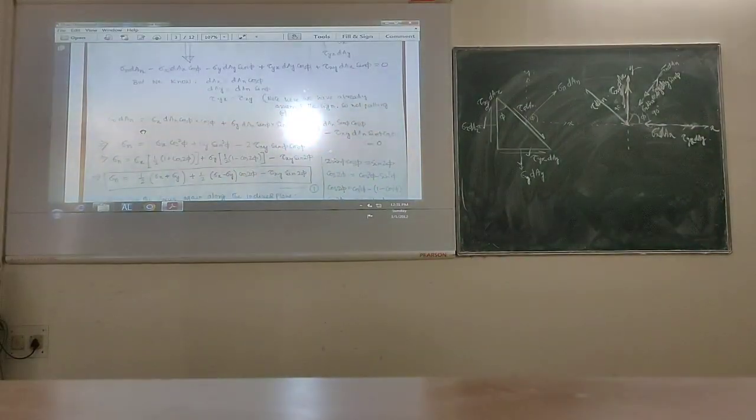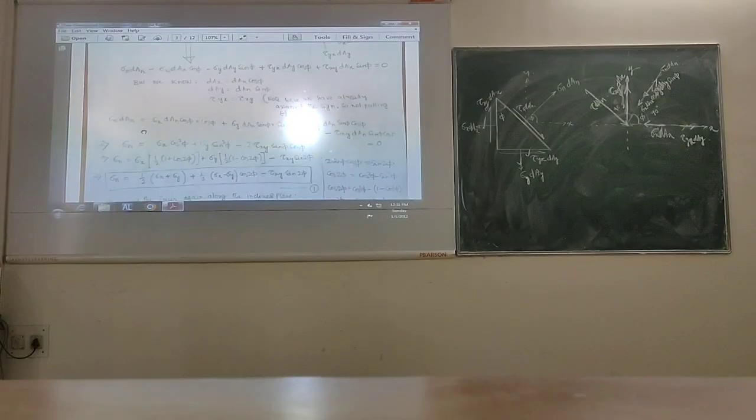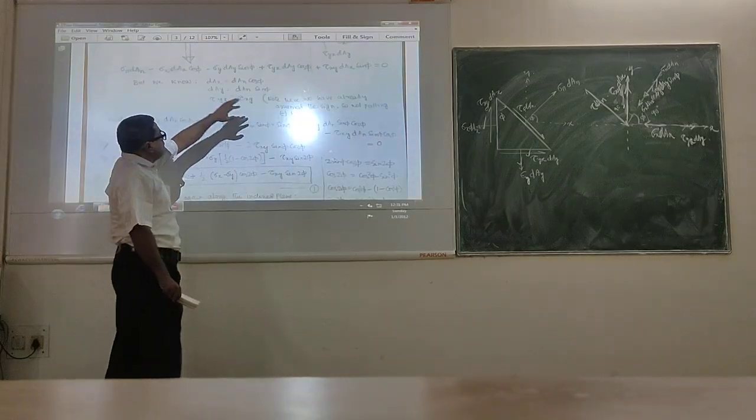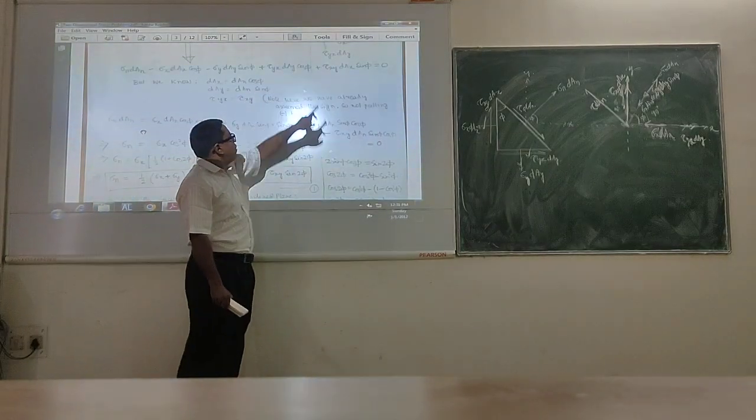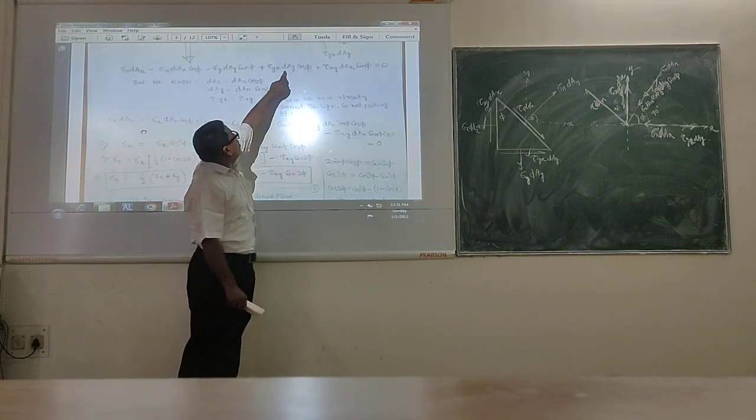Sometimes confusion comes related to it. Why are we not putting minus? We are not putting minus because while taking the force, we have already considered the sign of the complementary shear stress in that arrow direction. Clear?